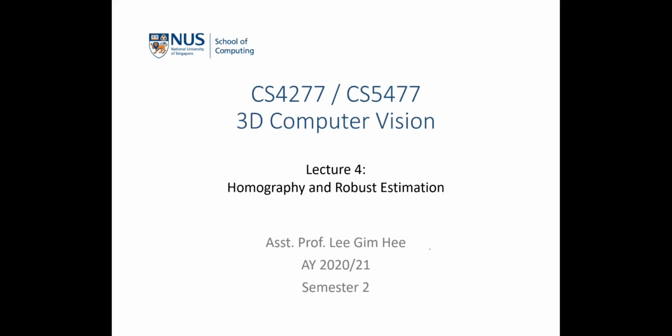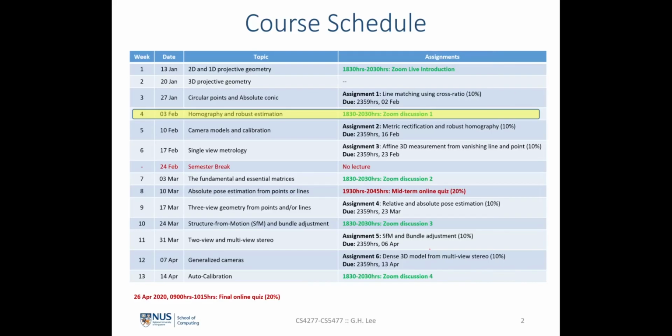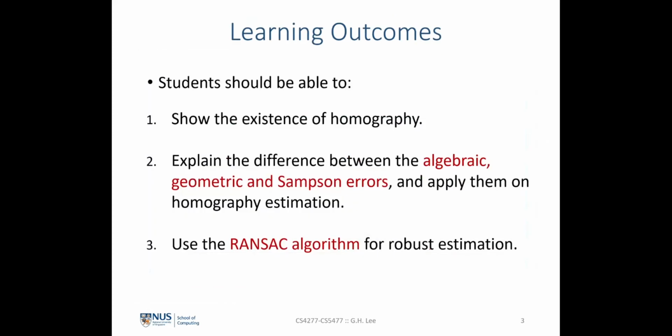Hello everyone, welcome to the lecture on 3D computer vision, and today we are going to talk about homography and robust estimation. Hopefully, by the end of today's lecture, you'll be able to show the existence of homography in two particular cases, and you will be able to explain the difference between algebraic, geometric, and the Sampson error, and then apply them on homography estimation. Finally, we'll look at the RANSAC algorithm for robust estimation.